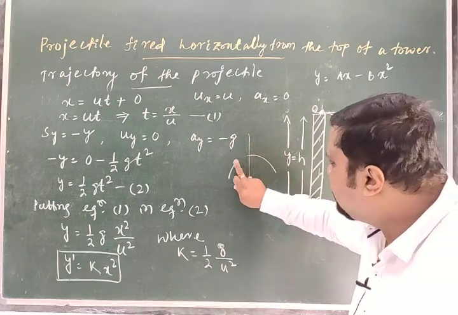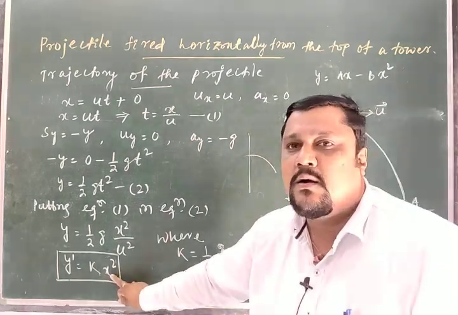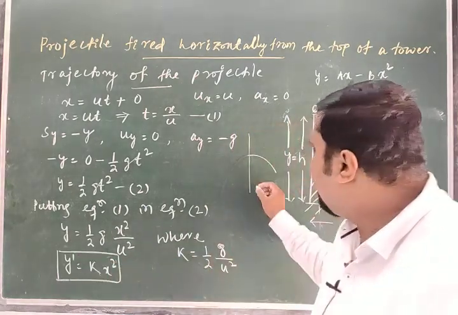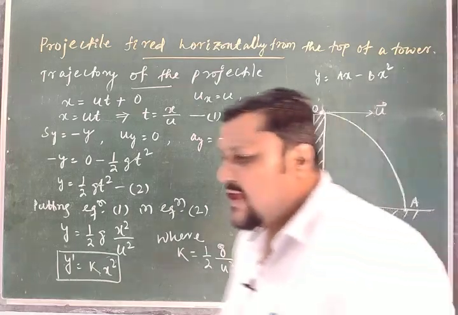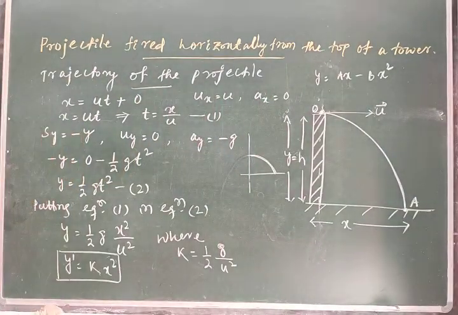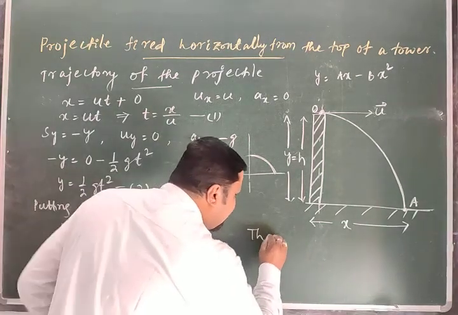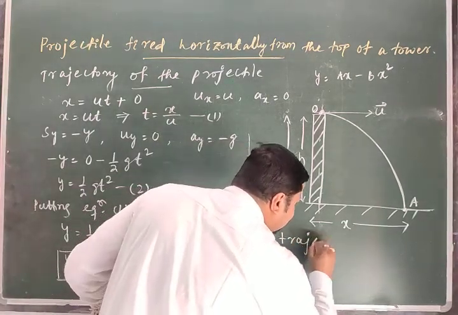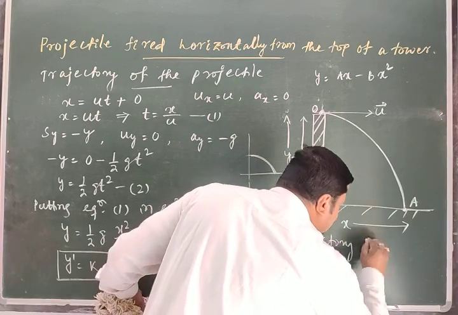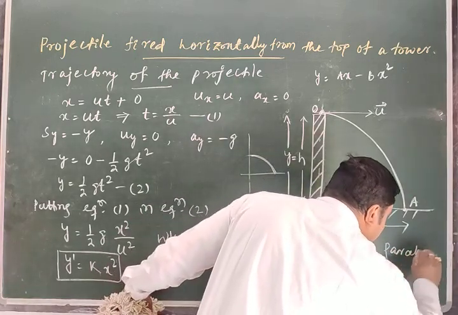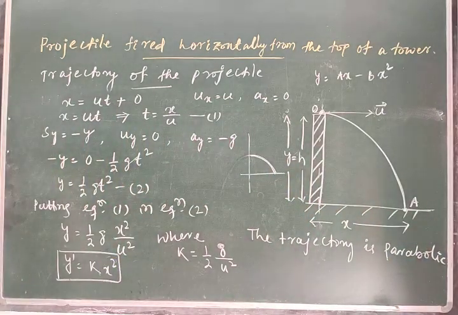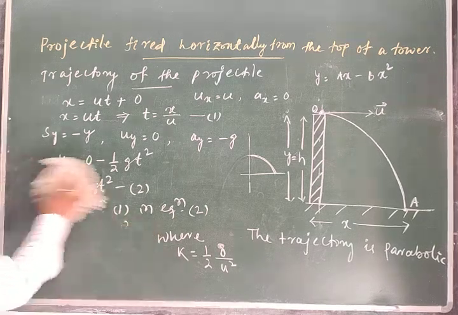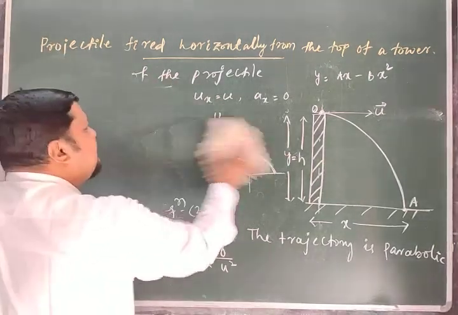But here there is only degree 2 of x and degree 1 of y. So we will get only half of this portion. So this is the equation of a parabola, and I can write that the trajectory is parabolic. Clear? The path followed by the projectile is parabolic. So we have got this trajectory of the projectile.